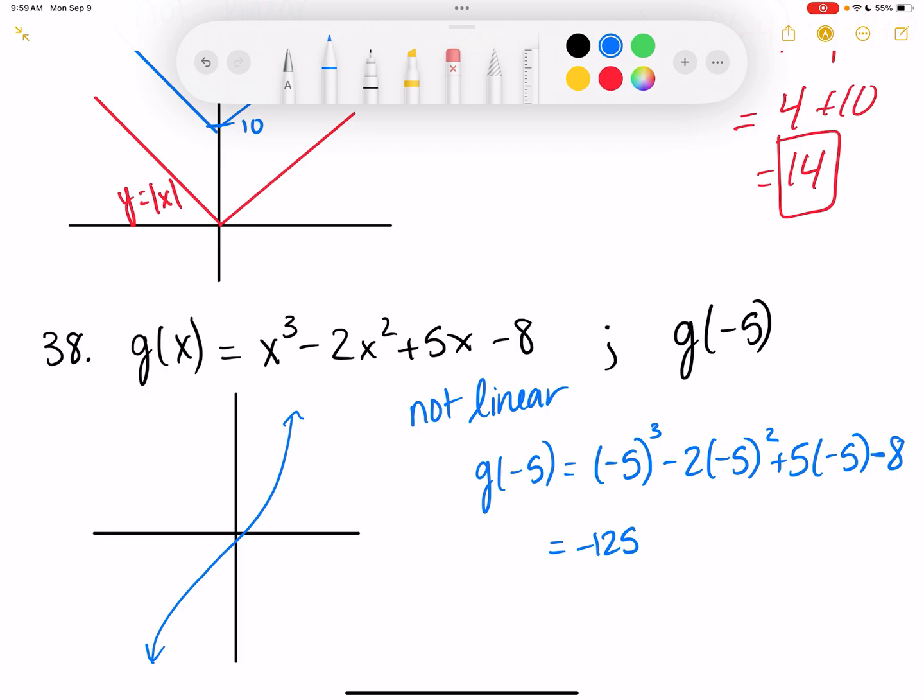What is negative 5 squared? 25. Times negative 2. Negative 50. 5 times negative 5. Negative 25. Minus 8. Alright. Negative 125 minus 50 minus 25 minus 8 is? Negative 208. We're adding.